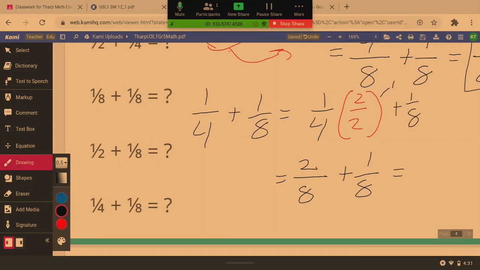So when we add, the denominator is the same, so it stays the same. And then we just add across. 2 plus 1 equals 3. 3 out of 8.